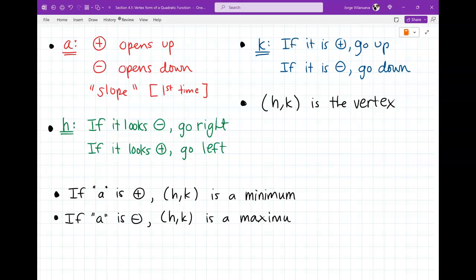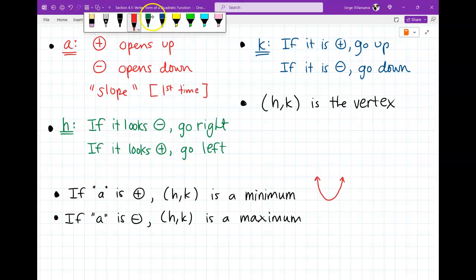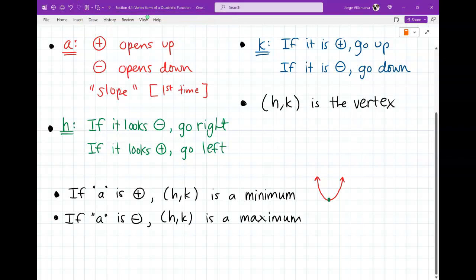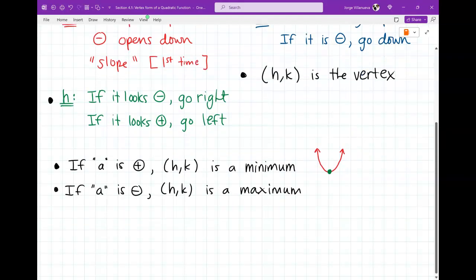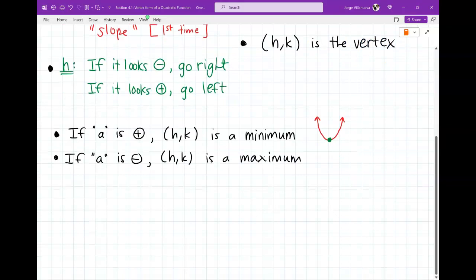And right now I'm going to draw you guys real small pictures here. But let me show you what I'm talking about. So if A is positive, your graph is supposed to look like this. Okay? The vertex will be at the very bottom right there. That's why they say the vertex is a minimum. Okay? So if A is positive, H, K is a minimum because the graph would be opening up, so the vertex would be at the very bottom. So we say it's a minimum.